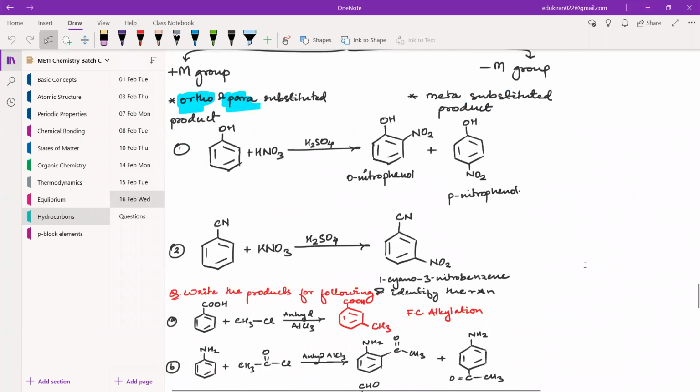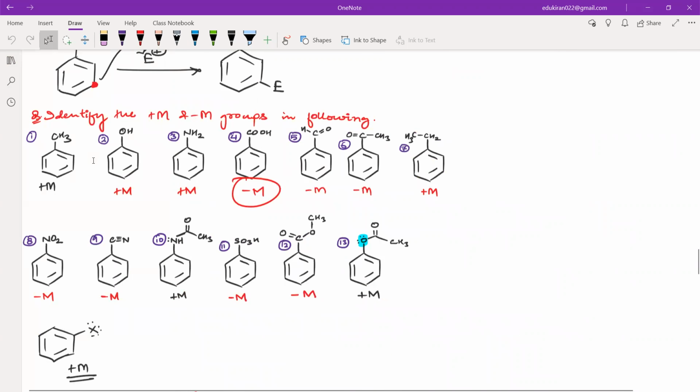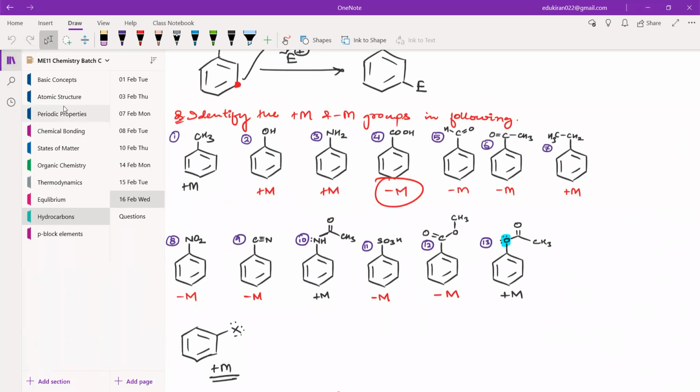Look here, we have done plus M and minus M, Samira. Were you present in this class? Yes, I was. बताइए फिर ना. You don't remember? Wait, tell me fast. Just tell me fast. No problem. You don't remember how to identify? No, sir. You have organic chemistry notes, yes or no? Yes, I have. So just flip some pages and tell me.